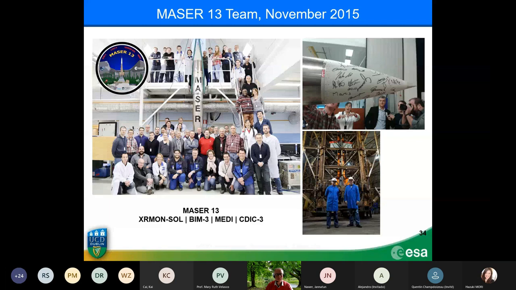So this is just an example of the team, one experimental team from Maser 13 in November 2015 at SSC. You can see the rocket in the center there, and us at the launch tower signing the ceramic nose cone, etc.